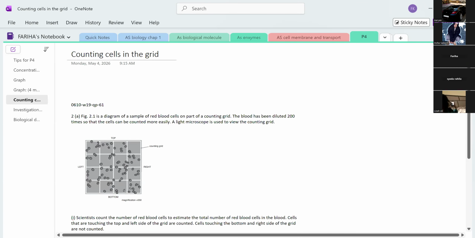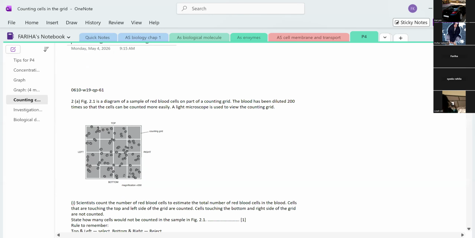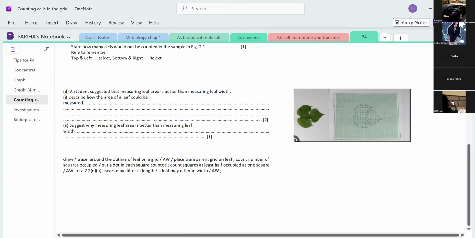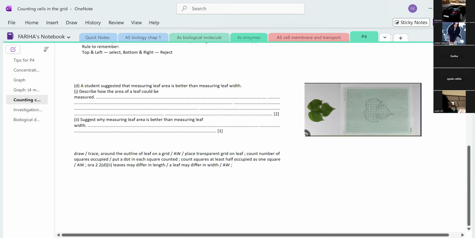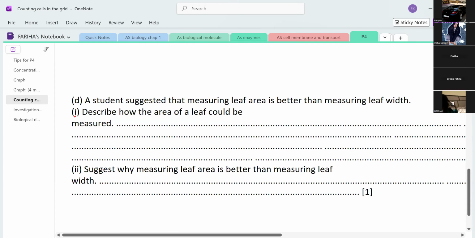Now, whenever the examiner asks you to count the cells in the grid, what are the rules for counting the cell? Let's suppose the examiner asks you, and this is a very common question, to record or find out the area of the leaf. Describe how the area of a leaf could be measured. How can we find out the area of the leaf?